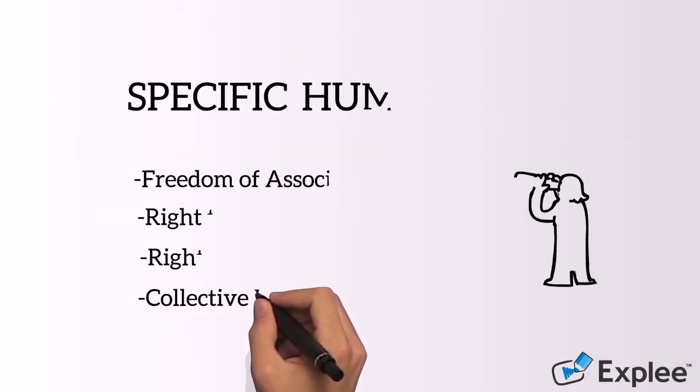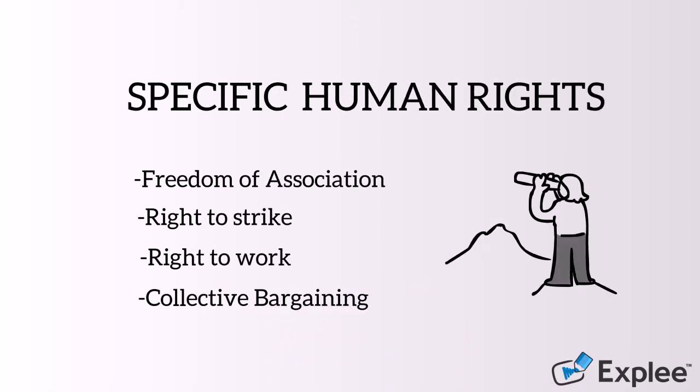For employment purposes, human rights can be broken up into specific human rights and non-specific human rights. Specific human rights for employment purposes include freedom of association, which is the right to form and join trade unions for the protection of your own interests, the right to strike, the right to work, and the right to collective bargaining.